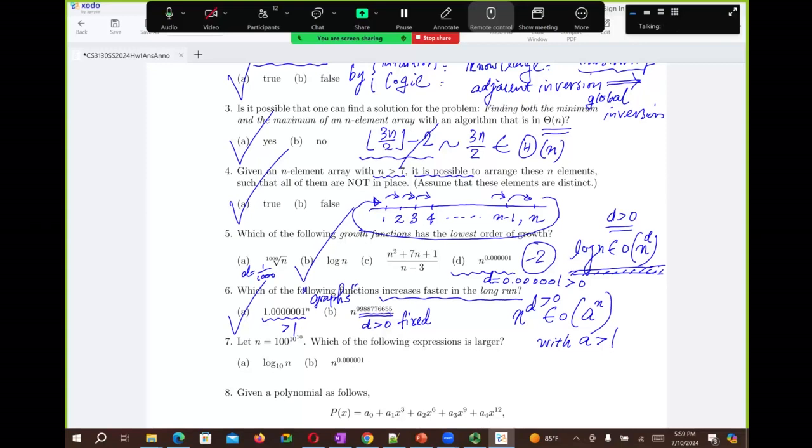But the problem is, with a graphical calculator you can only see the graphs for relatively small n. If n is very large, the graphical calculator won't show it. So do not use a graphical calculator to tell you which one increases faster, because our n can go to infinity, extremely large, and the graphical calculator cannot handle it. All right, so that's this question.